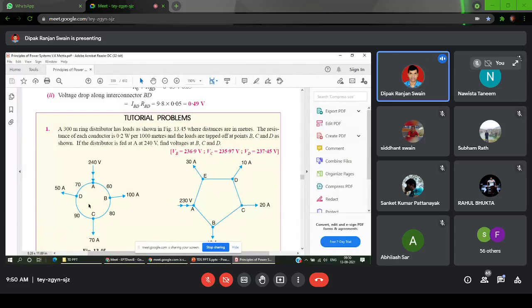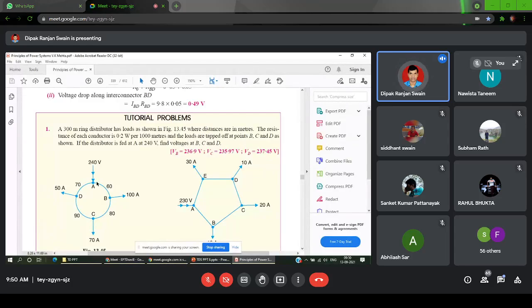So now write down a KVL equation in this closed loop using those resistances and currents. Taking the currents and the resistance values, only one current will be unknown, that is I. You will be finding the value of I. Clear? Is anyone not able to understand the problem?